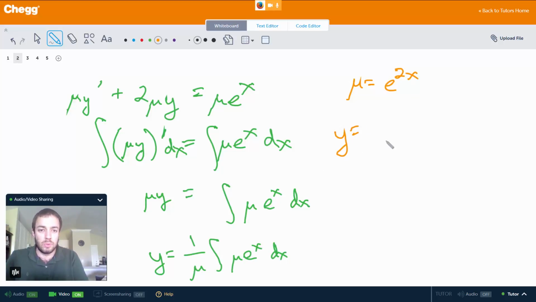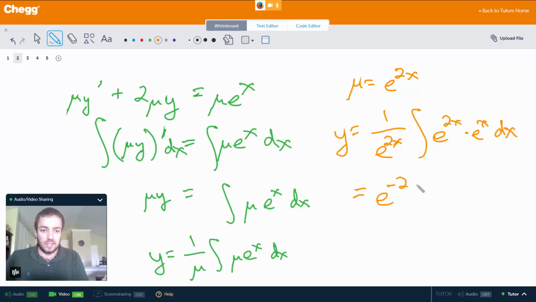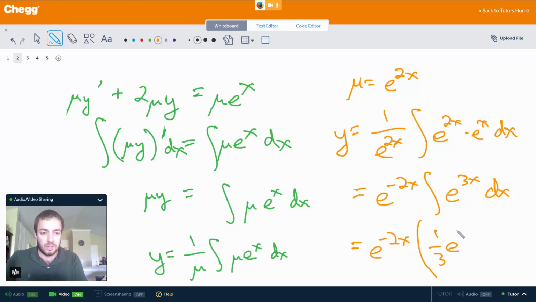So y equals 1 over e to the 2x times the integral of e to the 2x times e to the x dx. 1 over e to the 2x, we can just write that as e to the negative 2x. And then this is the integral of e to the 2x plus x, which is e to the 3x dx. And then this equals e to the negative 2x times, now we have to be careful here, if we integrate e to the 3x, we get 1/3 e to the 3x. And now we have to remember our arbitrary constant. So we have this so far.